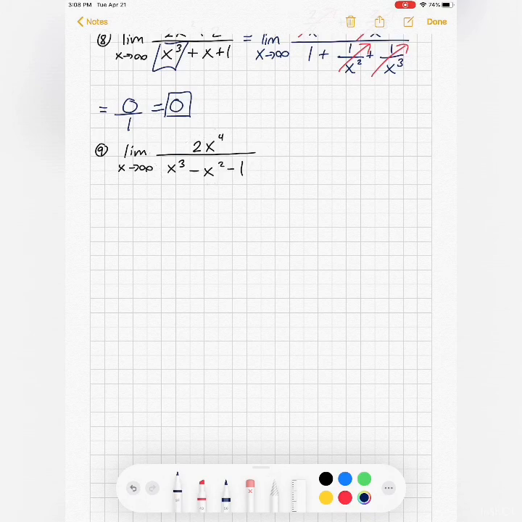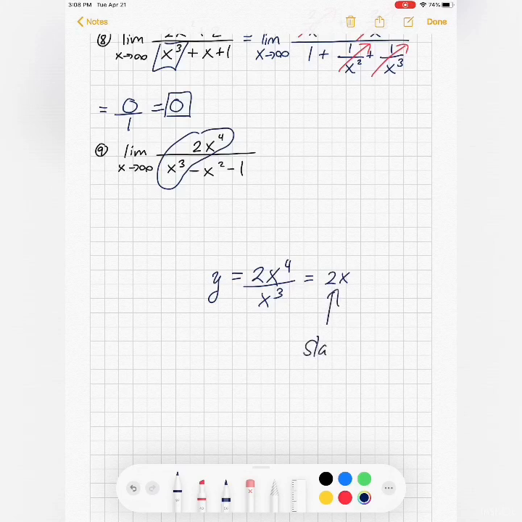Okay, number 9. Okay, limit at infinity. I should be able to tell you the answer. When I look at the leading terms, well, this time I see 2x to the 4th over x cubed. So this time I'm left with 2x. So this is actually not a horizontal asymptote. This is a slanted asymptote.